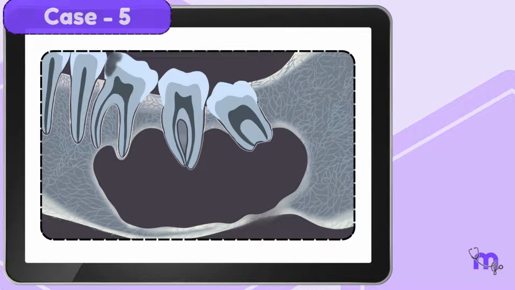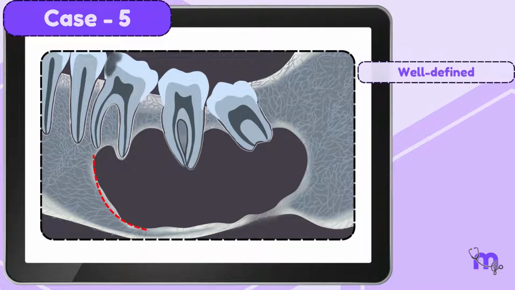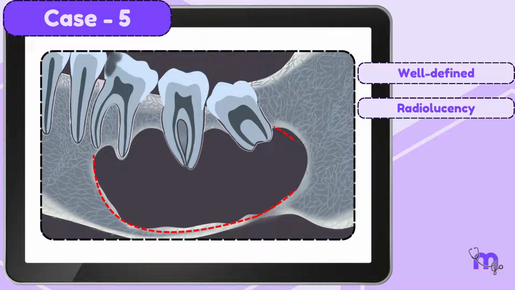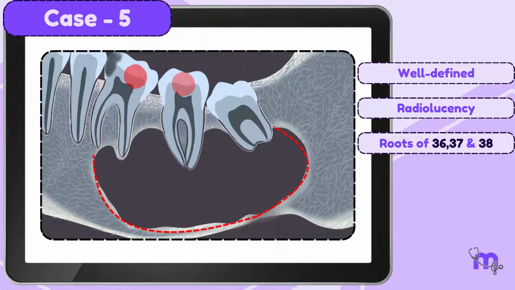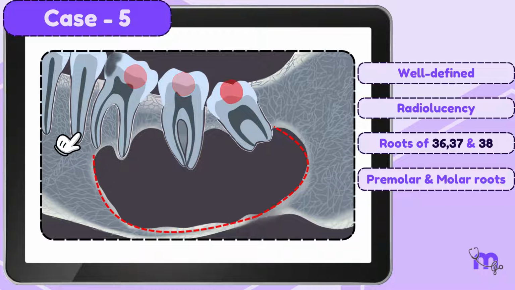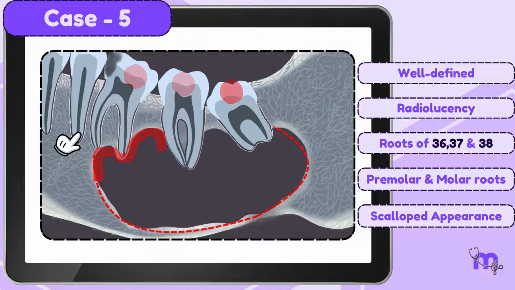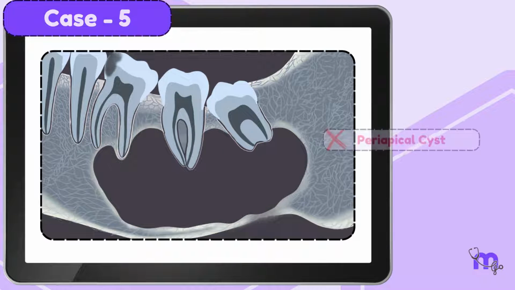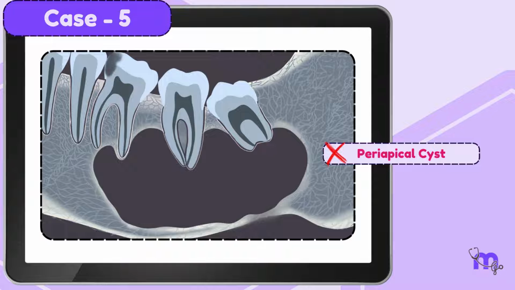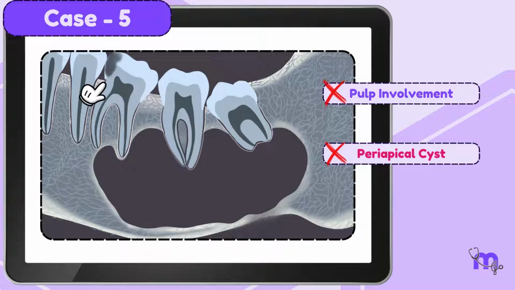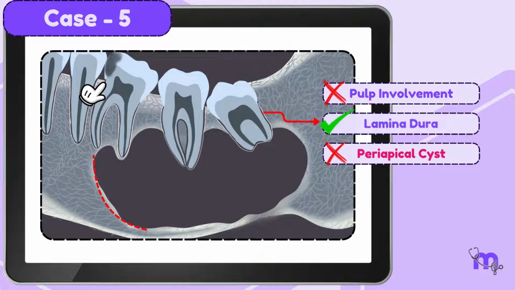Moving on to the fifth radiograph. Notice the well-defined cyst-like radiolucency in relation to the roots of 3-6, 3-7, and 3-8, extending superiorly between the premolar and molar roots, producing a scalloped appearance. Could this be a periapical cyst? Caries without pulp involvement are evident in 3-6, with an intact lamina dura in 3-6, 3-7, and 3-8, thereby helping me rule out periapical cyst.